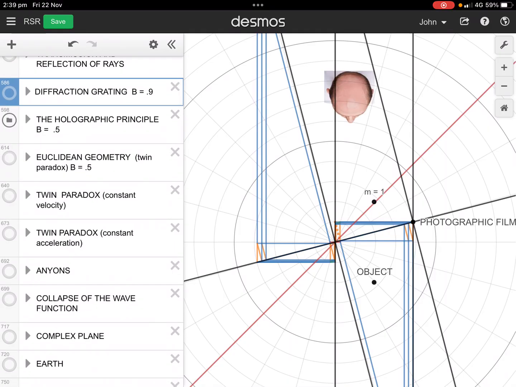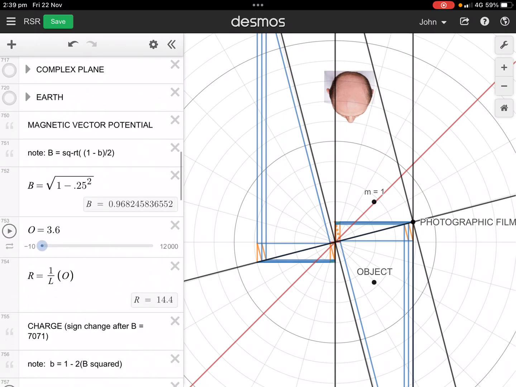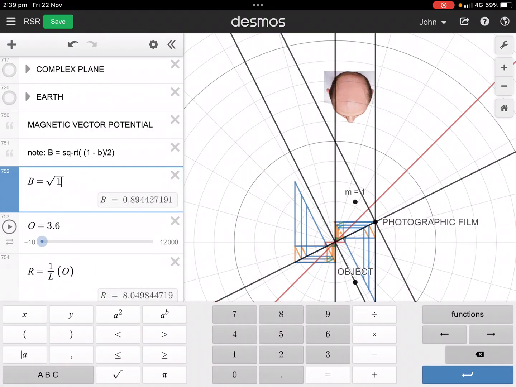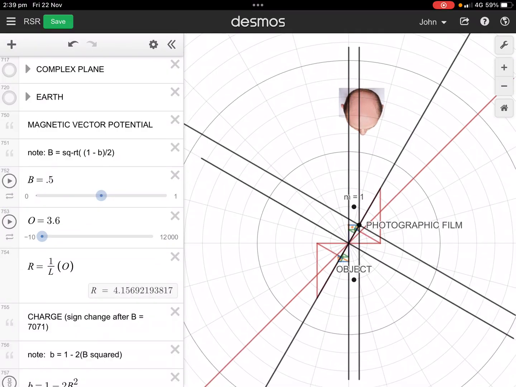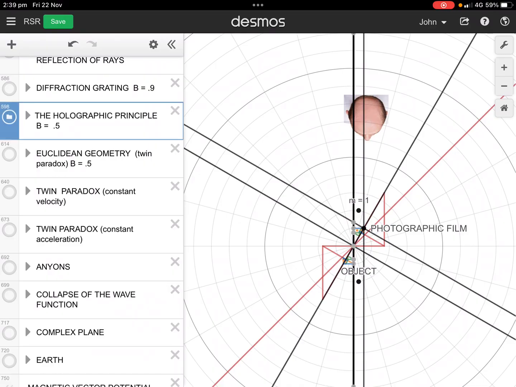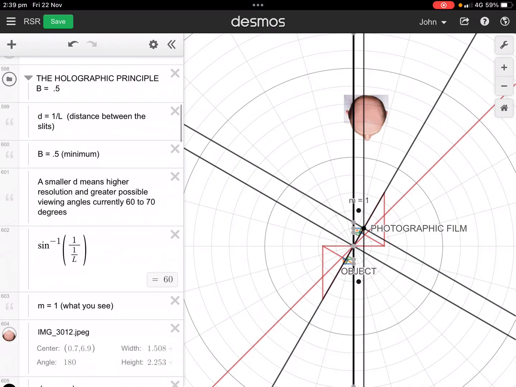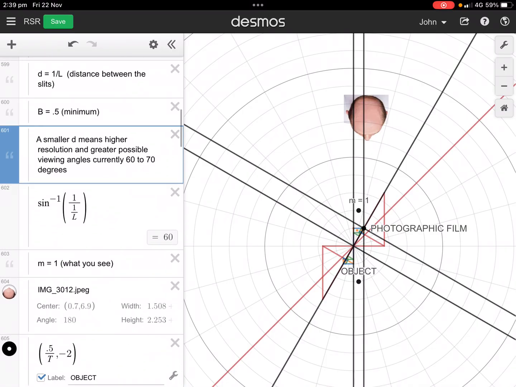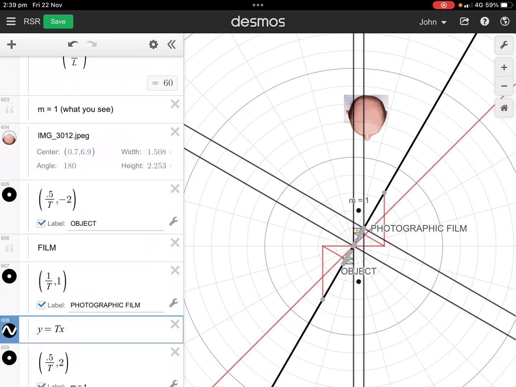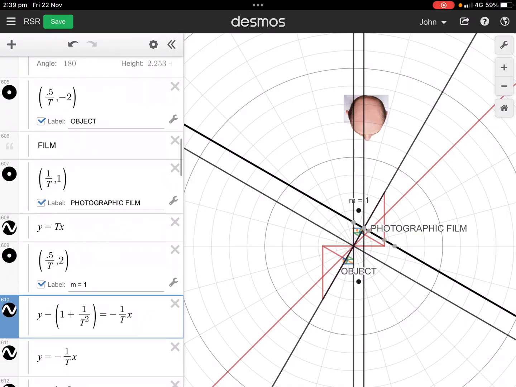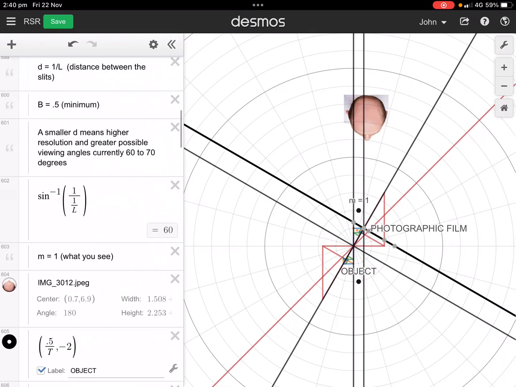And the holographic principle, this is the angle now. It's bigger. In fact, that would be the maximum angle where you can actually perceive that object. So a smaller d value, which is the gamma, a smaller gamma, means a higher resolution. So if the photographic film has an ability for a higher resolution, you can get a smaller gamma, and then you can get a bigger viewing angle. Currently I've got it at 60 degrees, so that means looking in on this photographic film at a 60 degree angle from the normal, he's able to see that object.